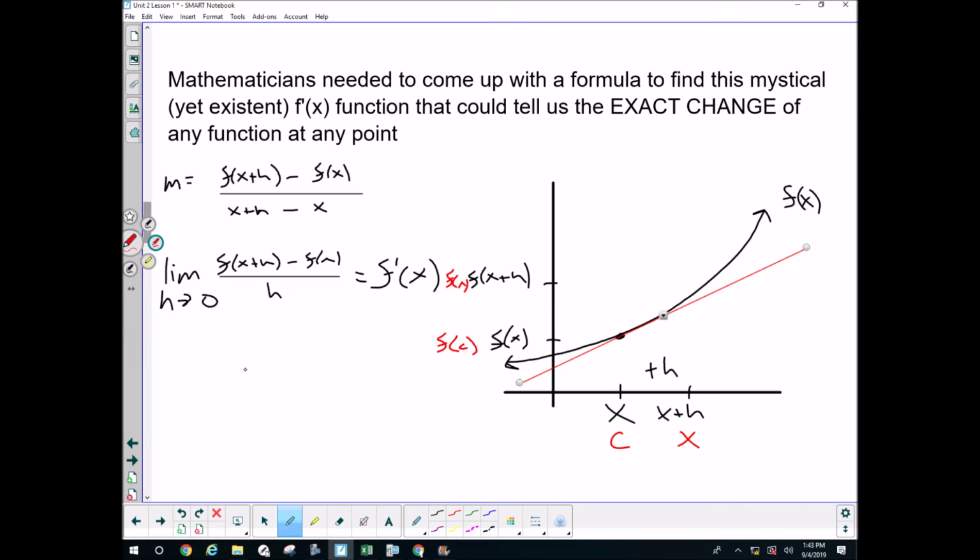And they said, if you find the slope, f of x minus f of c over x minus c, but you have x approach c. So if you get x really, really close to c, wherever x may be, you will also find the slope of the tangent, but now just at a specific location.